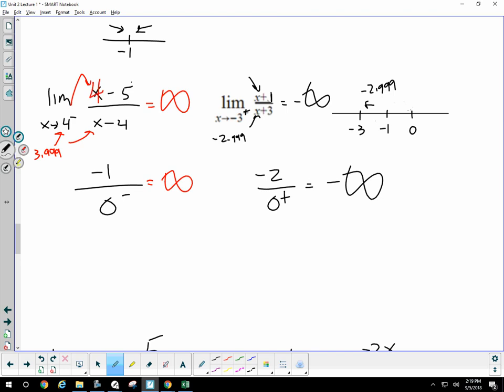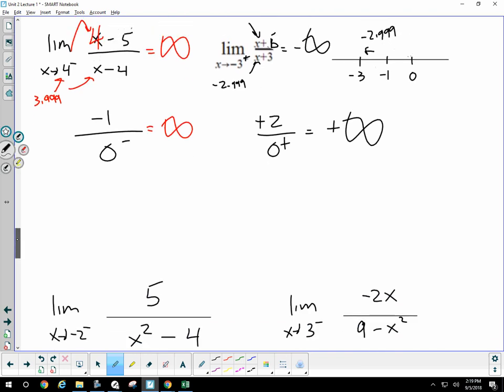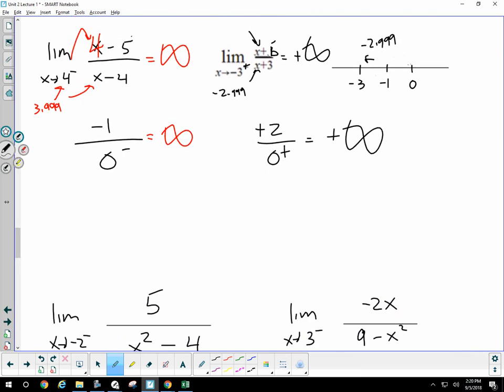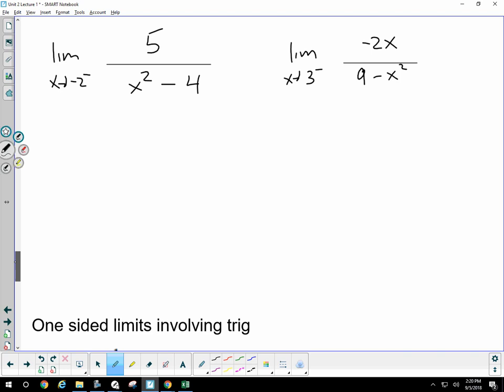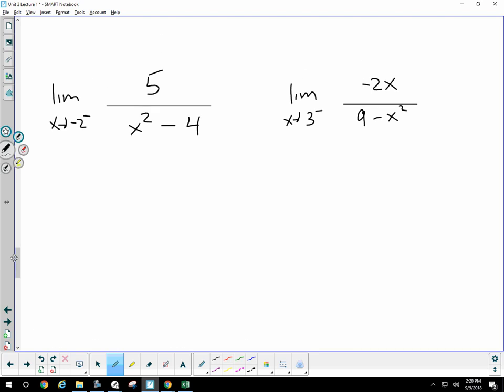Negative 3 plus 1? Oh, you guys got a 5 up here? Okay. Well, that's a positive too. And that's a positive. And that's... Are these the same for you as for me? Yeah. Negative 2 from the left, 3 from the left. Okay.